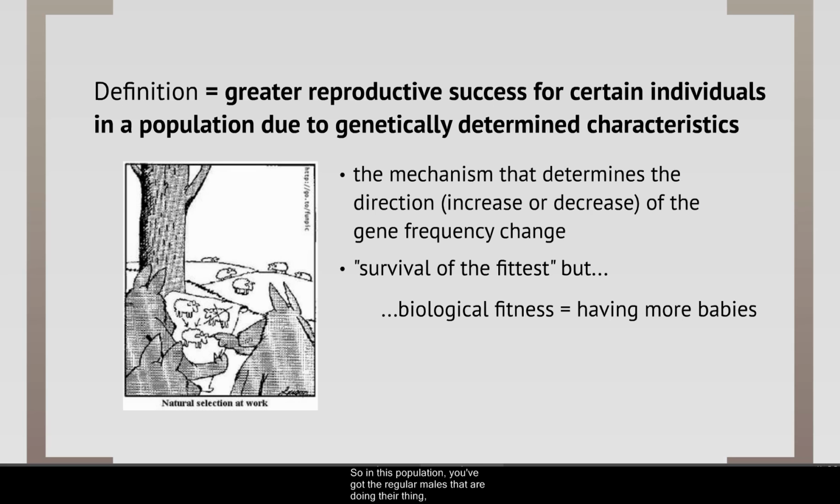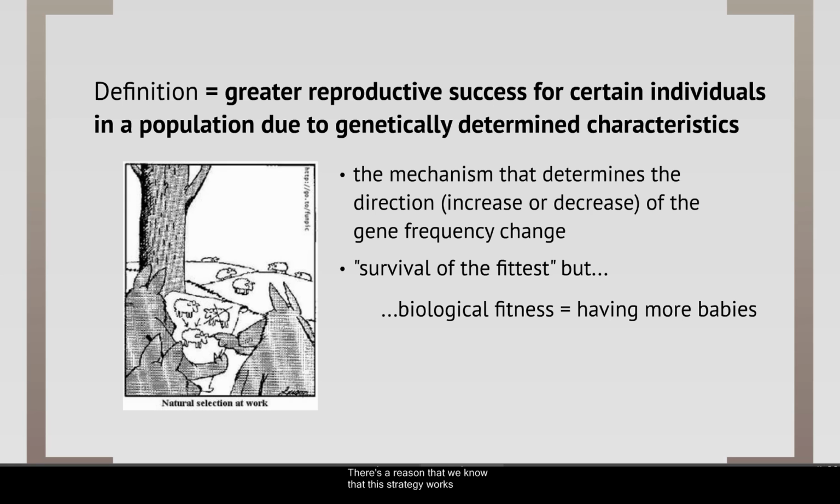So in this population, you've got the regular males that are doing their thing, but there are also silent sneaker males, and they're significantly smaller than the regular males, and they don't make any noise at all. Instead, when a female is heading in to select her mate, he will sneak onto her and try and mate with her as she's heading in for the other male.